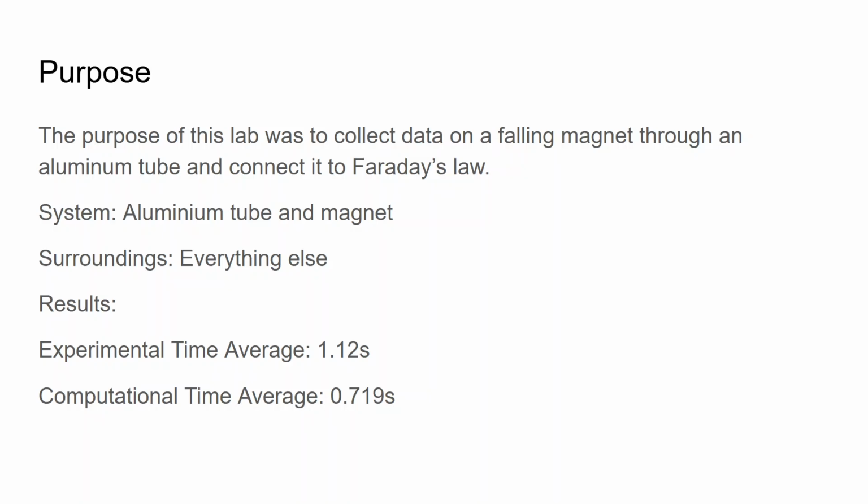The purpose of this lab was to collect data on a magnet falling through an aluminum tube and connect it to Faraday's law. The system was the aluminum tube and the magnet, the surroundings was everything else. The results for the experiment was an experimental time average of 1.12 seconds and a computational time average of 0.719 seconds.